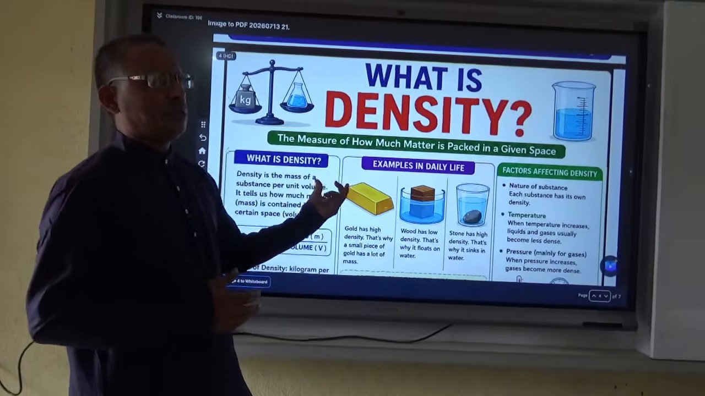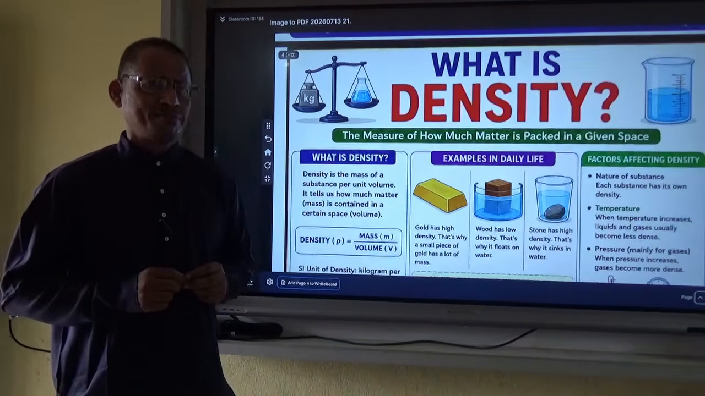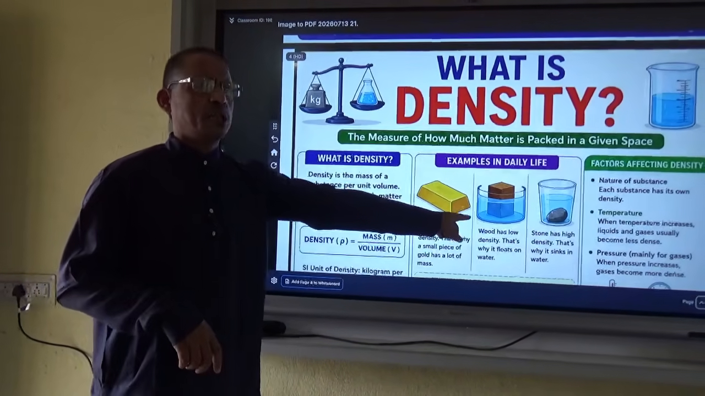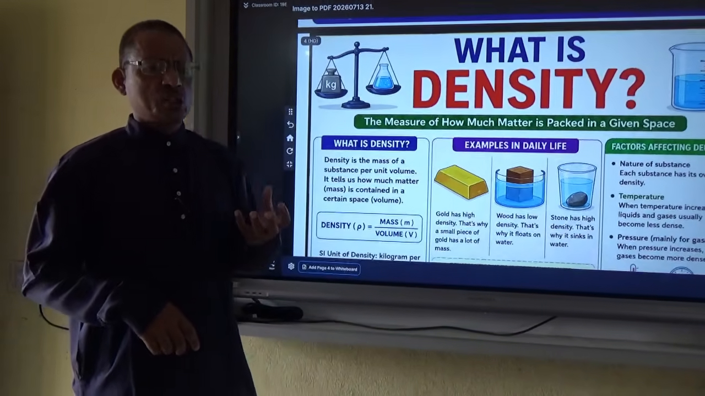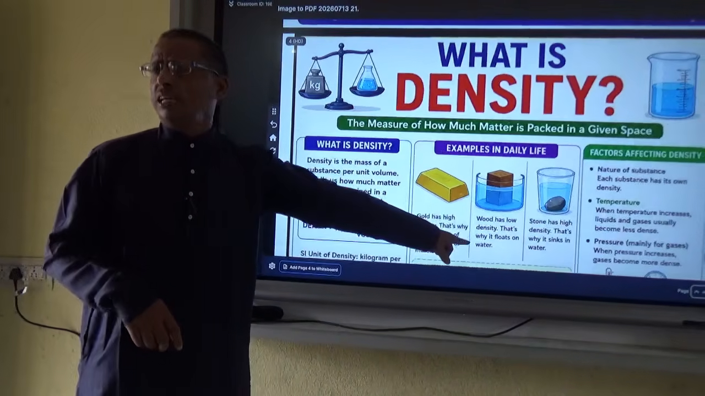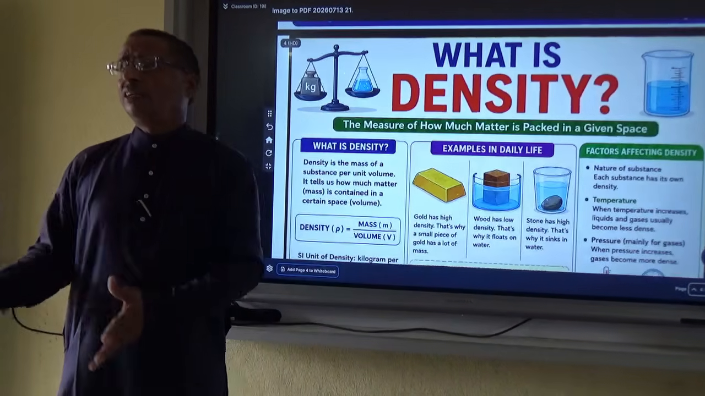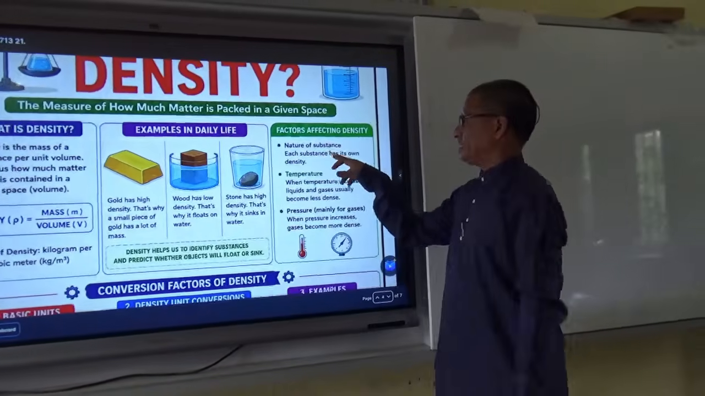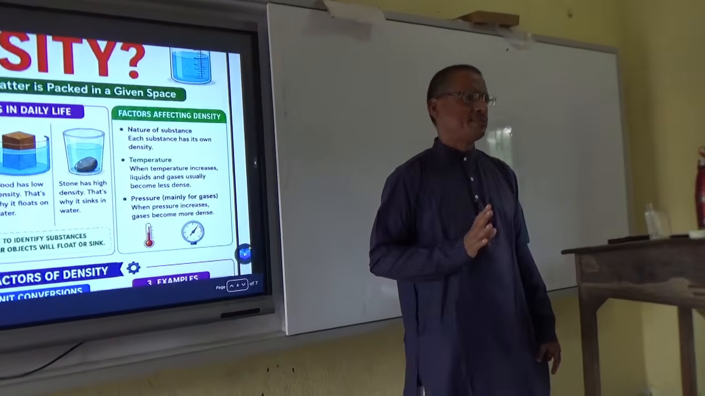An example from daily life: gold has a very high density, but wood compared to gold has a low density, so it floats in water. Similarly, you take a stone, and the density is much higher, so it sinks to the bottom in a glass. This type of activity you can easily see in a practical way to understand it. Factors affecting density: the nature of the substance.